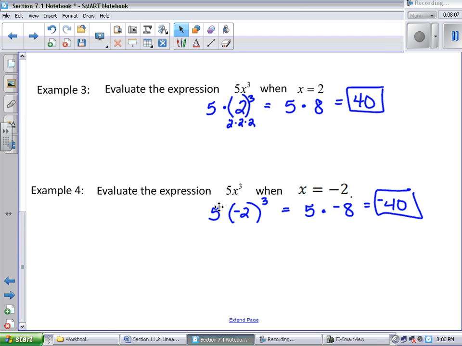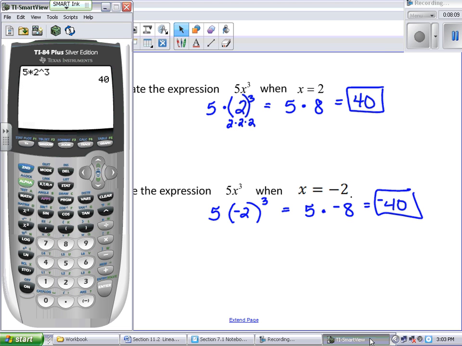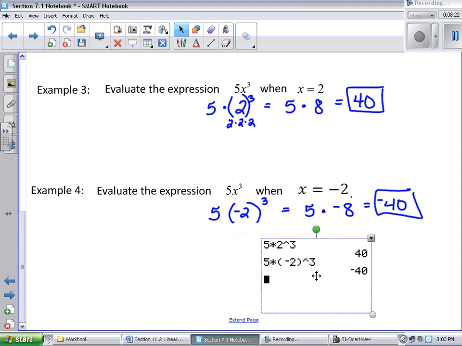And again, if we look at that on the calculator, 5 times, here we do need parentheses, negative 2 raised to the 3rd power, and it gives us negative 40. So those expressions can be done on the calculator using that caret key.